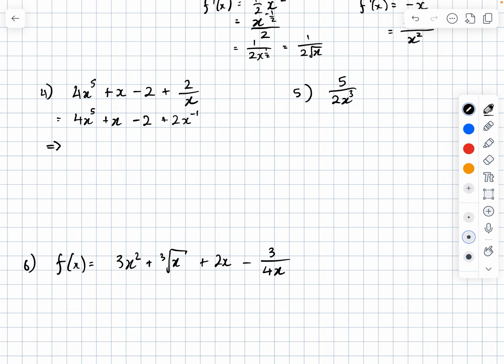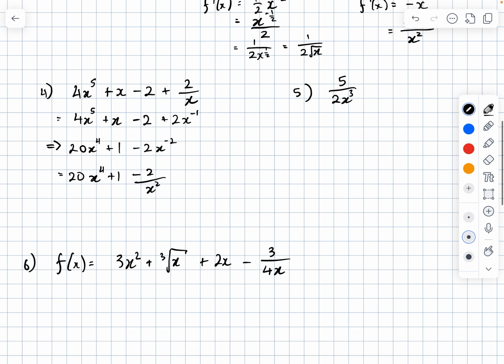Then we're going to differentiate: bring the 5 in front, times it by 4, we get 20, and reduce the power by 1. x differentiates to just 1, -2, any constant differentiates to 0, and finally bring the power in front, so we get -2, reduce the power by 1, x to the power of -2, which I'm going to rewrite as 20x^4 + 1 - 2/x^2. When you move the variable to the top or the bottom, just move the variable, don't move the coefficient.